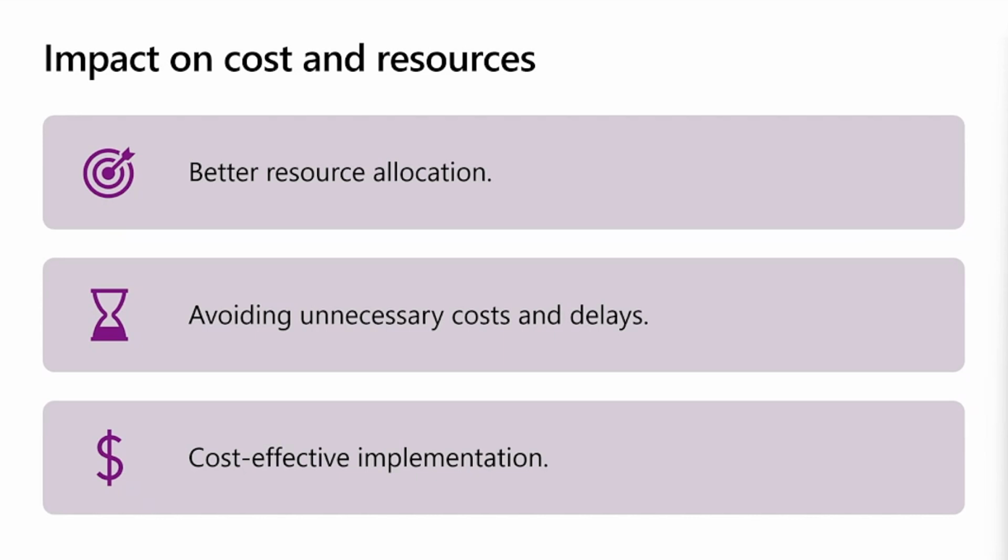The process of implementing your scope and estimation process can also have an impact on the cost and the resources that are required to execute on your particular project. Accurate scope and estimation processes lead to better resource allocation, and it can help in avoiding unnecessary costs and delays in your project. This process leads to efficient use of resources, which then results in a cost-effective implementation.